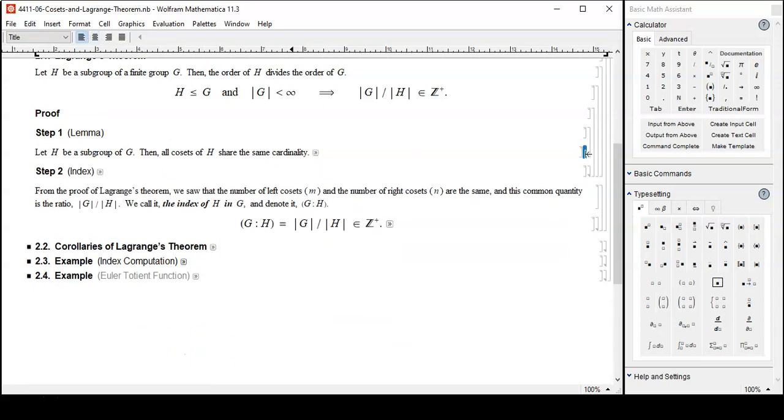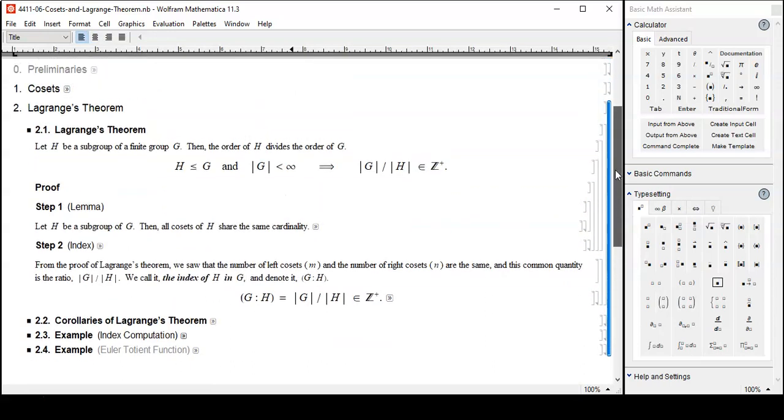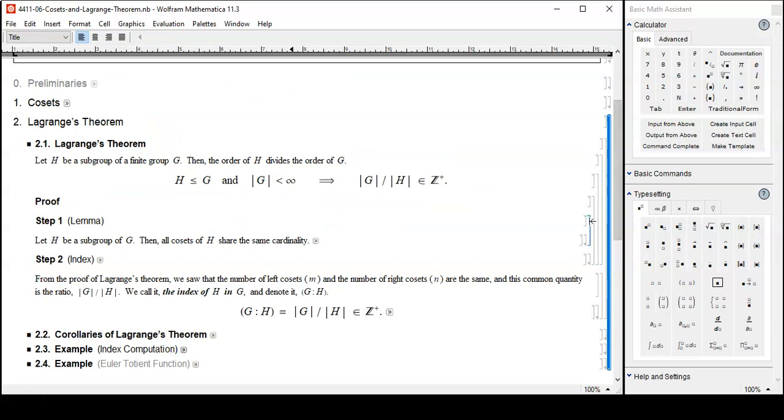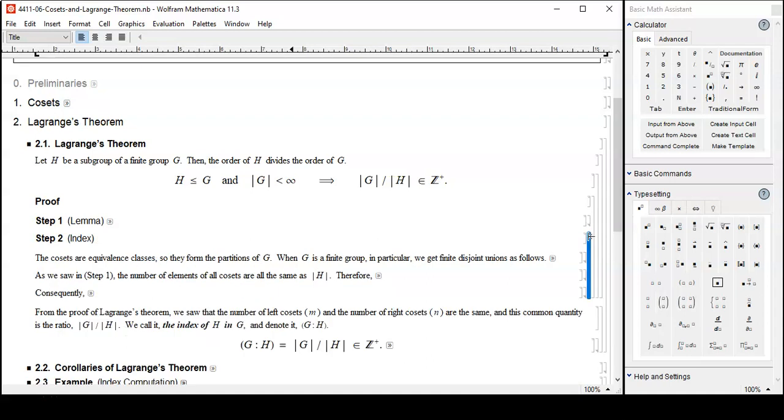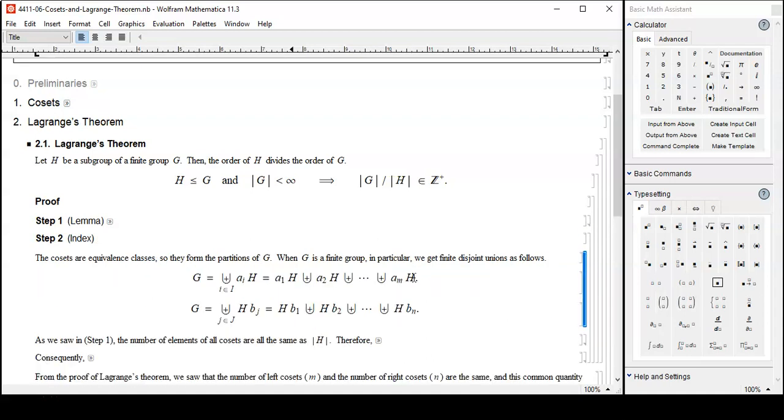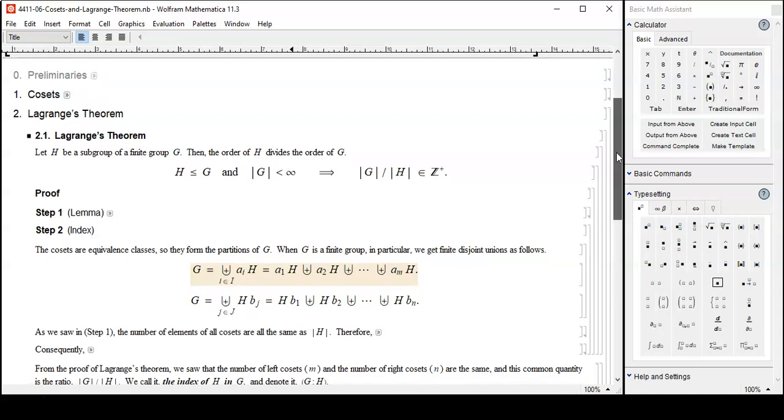Okay, so what did we establish? All cosets share the same cardinality. And then, what is the number of cosets? Multiply those, then you're going to get the cardinality of G. Indeed, all cosets share the same cardinality, so we can take the disjoint union. Remember, we have to have a disjoint union because all those cosets are equivalence classes. Remember, equivalence classes are either disjoint or identical. Nothing in between.